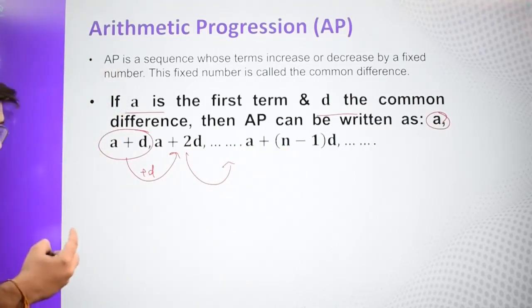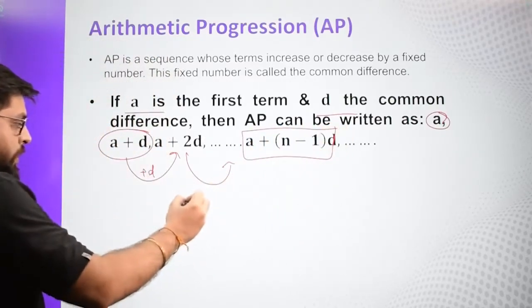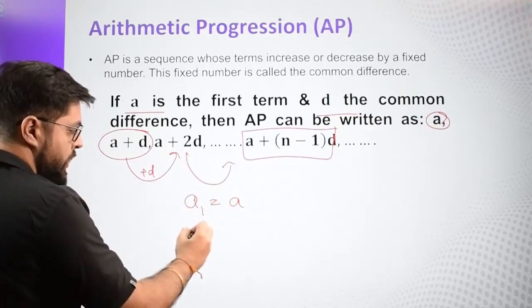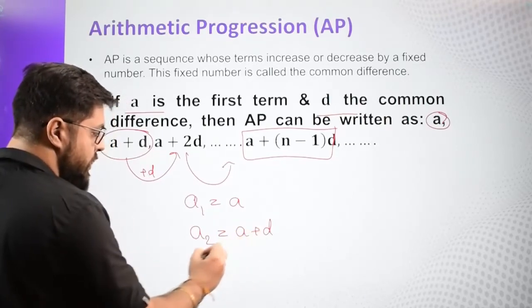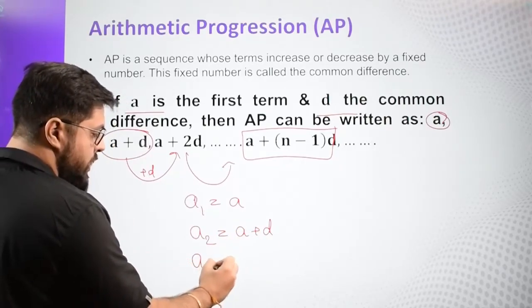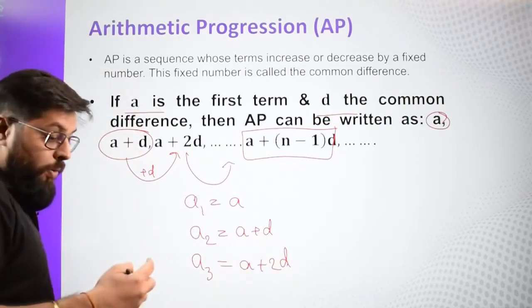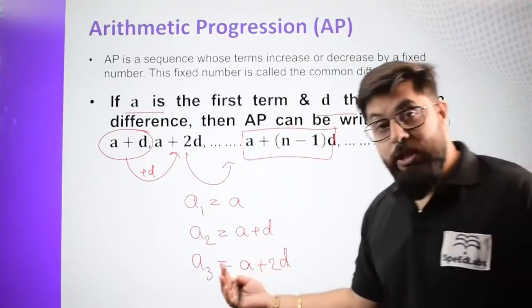Now let's see how we are going to get this formula. A1, the first term, is A. A2 we are having A plus D. A3 we are having A plus 2D. How are we getting this? Again by adding the constant value D to each term.